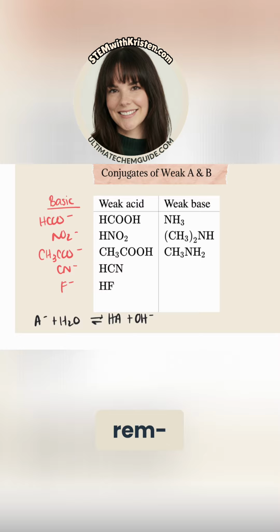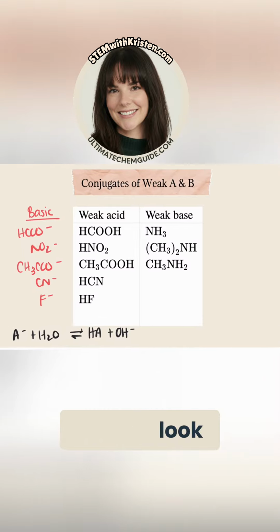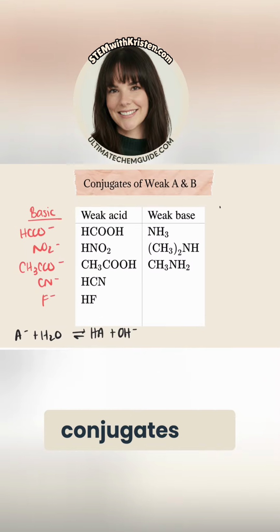And you can memorize the fact that the conjugates of weak acids are basic. However, it's important to understand the hydrolysis of the ions of the salt in order to be able to calculate the pH. So if we look at the weak bases, their conjugates are going to be acidic.